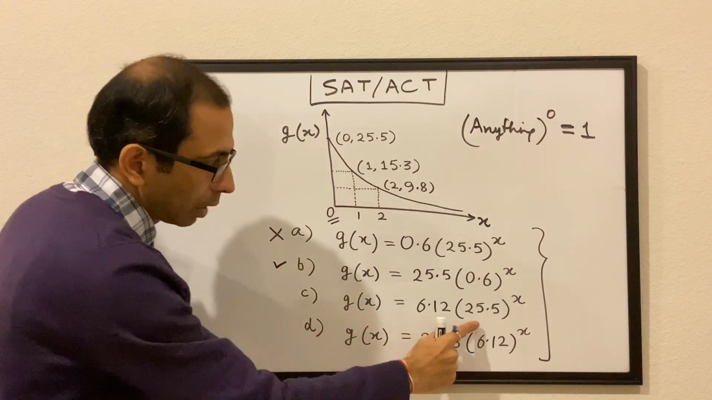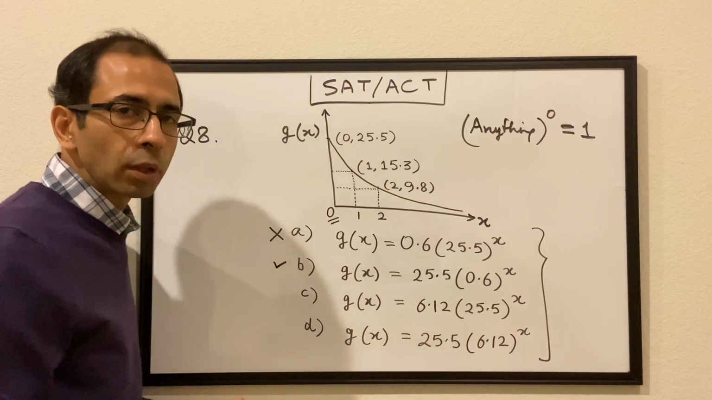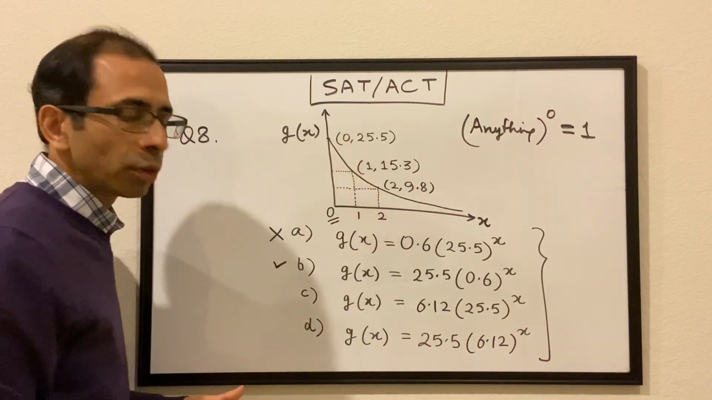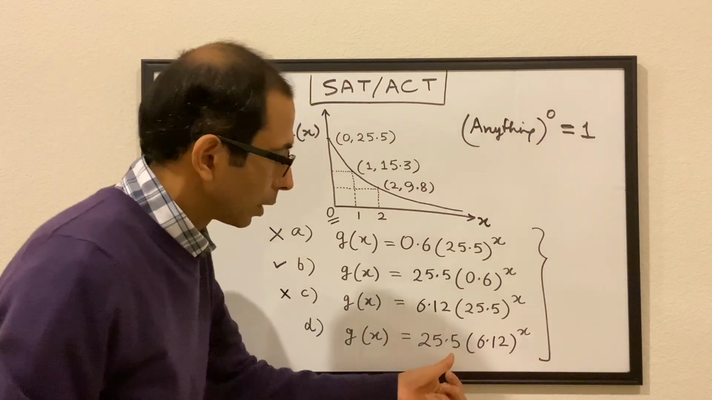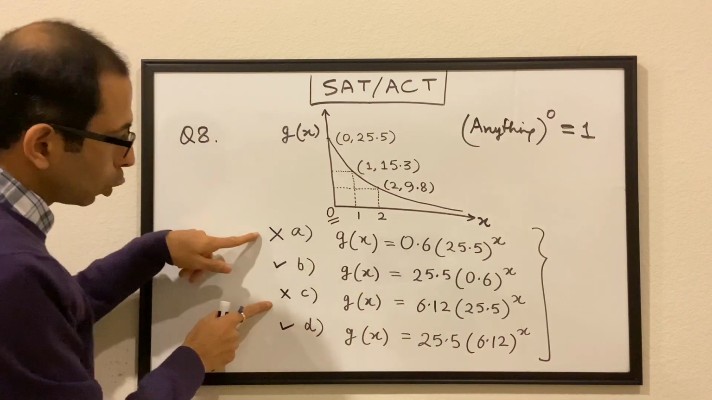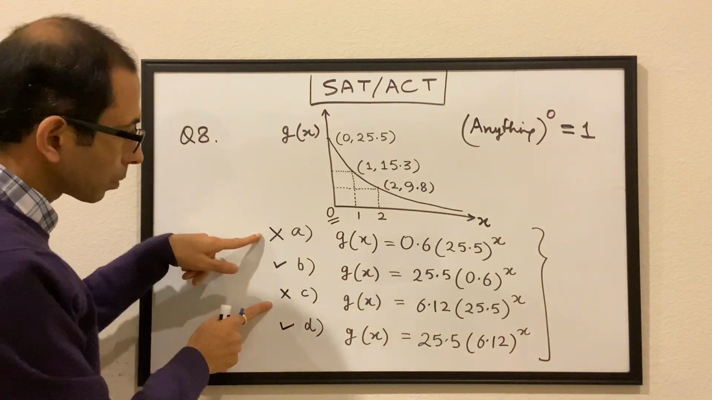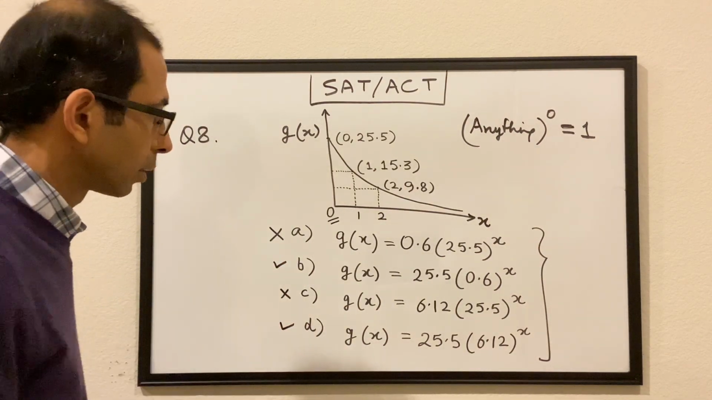When we look at this again with the same logic, when x is 0, this gives us 6.12, which is not what we are looking for. We are looking for 25.5. So this is ruled out. And when we put x equal to 0, it gives us 25.5. So this could also be an option, right? So these two are eliminated, right? And between B and D, we have to choose one.